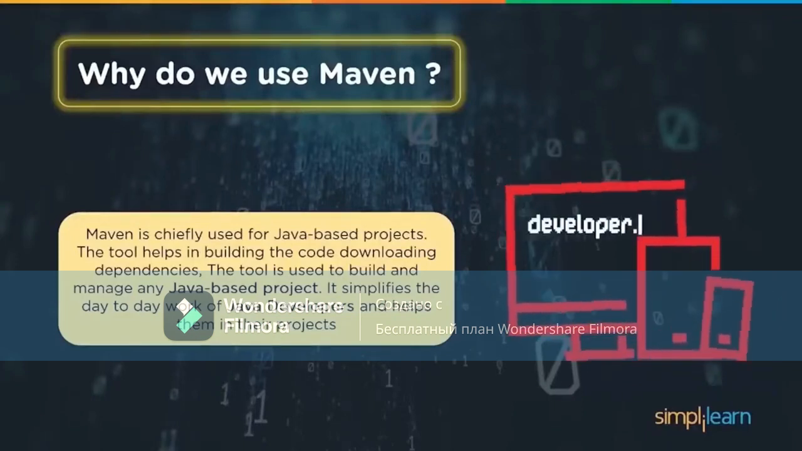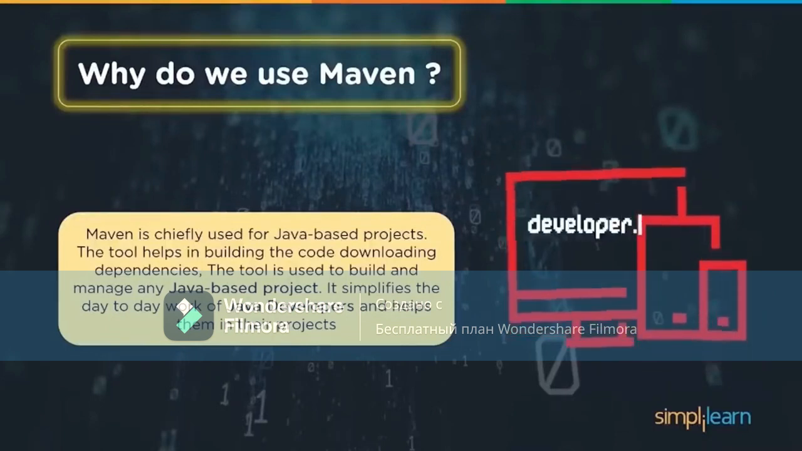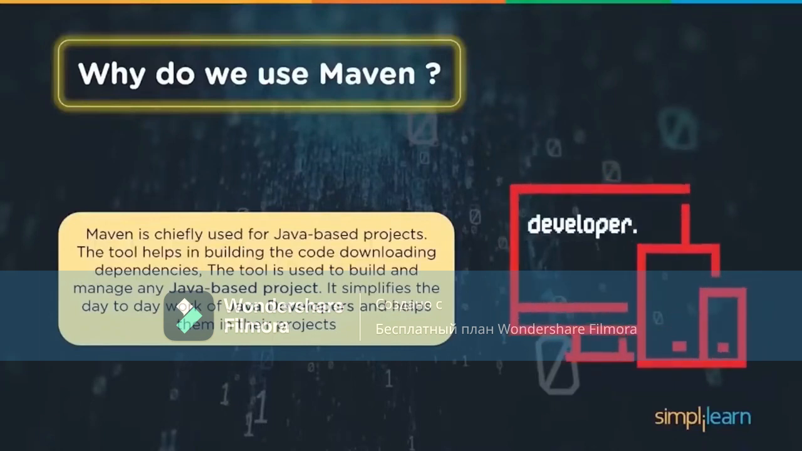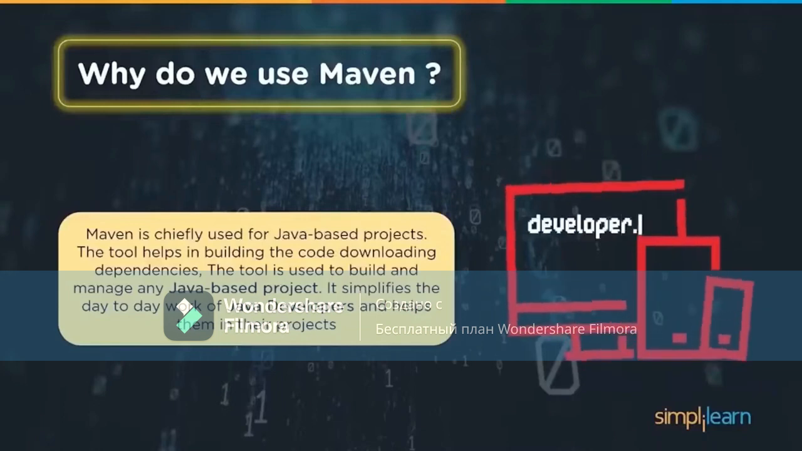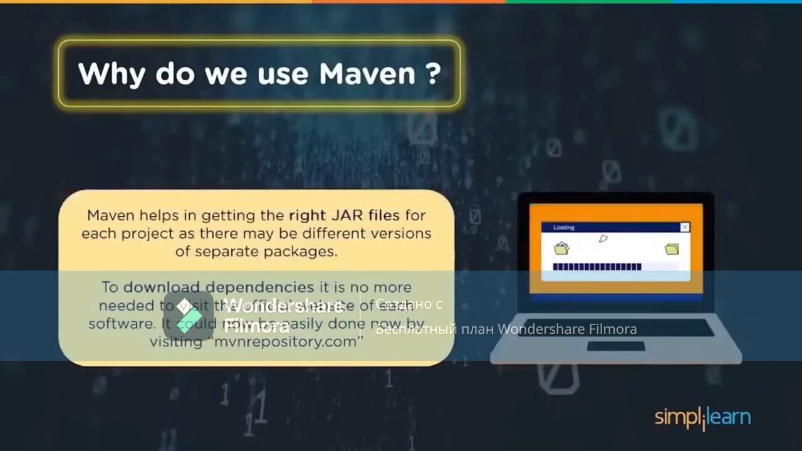So this tool is specifically used to build and manage any kind of Java-based project, whatever the complexity of the project is. So this tool will be able to handle that particular requirement or that project. So it simplifies the day-to-day work of a Java developer and helps them in performing daily activities. Right now, Maven also helps us in getting the specific jar files for each and every project. You can make a jar file, war file, or ear file, any kind of packaging mechanism you can follow for your Maven there.